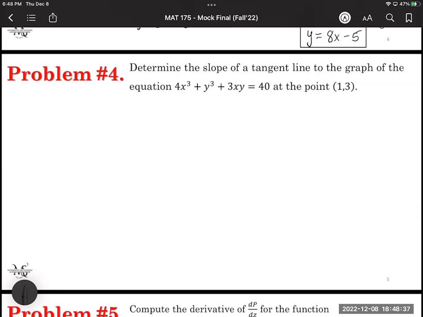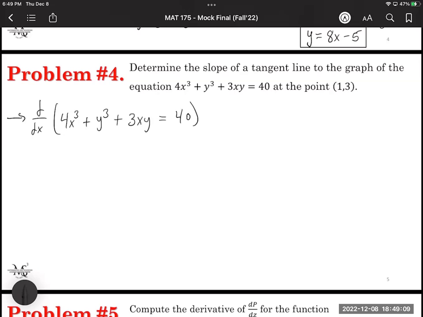Problem number 4 is an example of implicit differentiation, where we're taking the derivative of every single term in this equation with respect to x. To start it off, you say d/dx. That's the notation implying that you're taking the derivative of the entire equation. So it's 4x cubed plus y cubed plus 3xy is equal to 40.